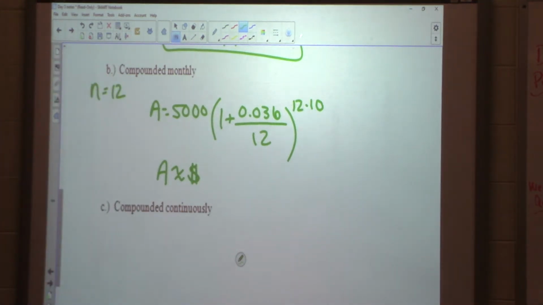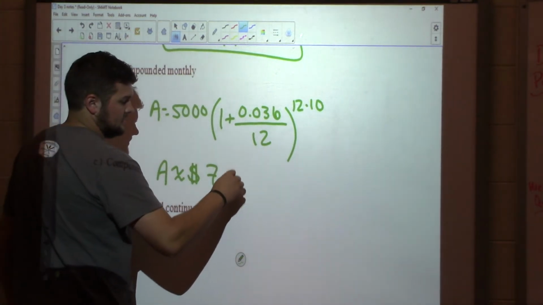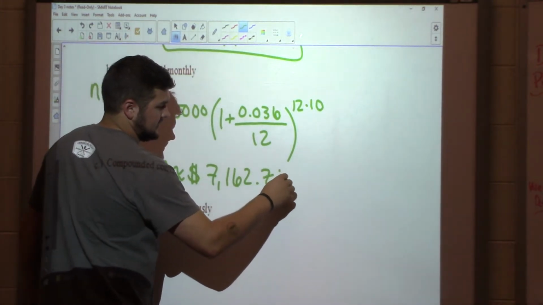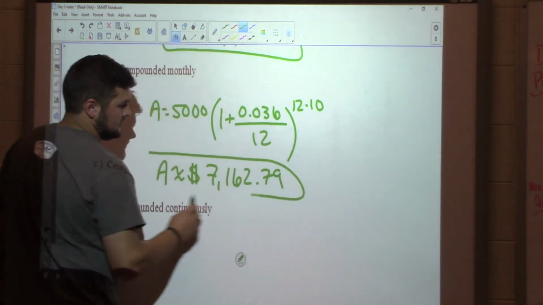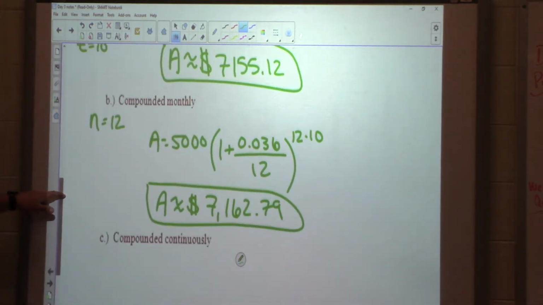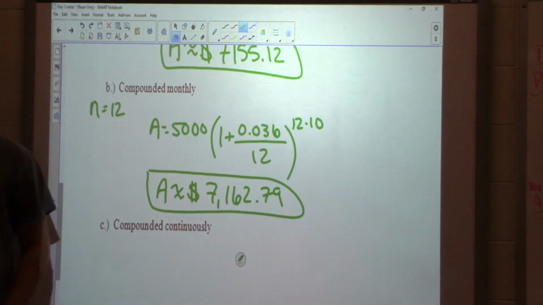Who got an answer for that second part? I know if I'm going too fast, guys, slow me down. I assume we have a lot of stuff to get through. Sid, you got an answer? Yeah, 7,163.79. Perfect. Did it hold true? Yeah, we got more money because we compounded it more.